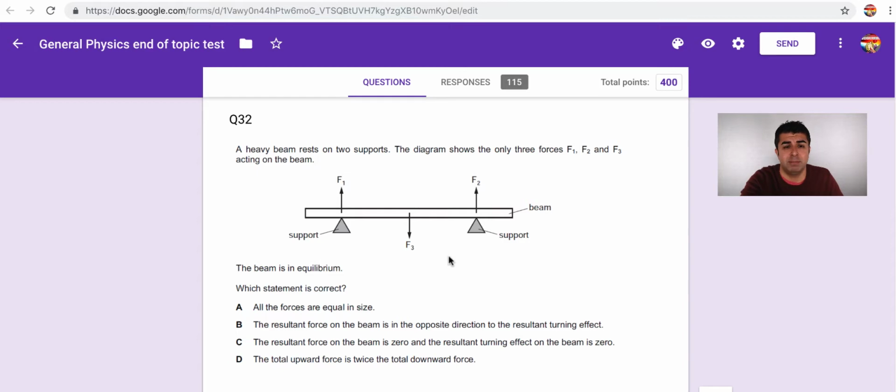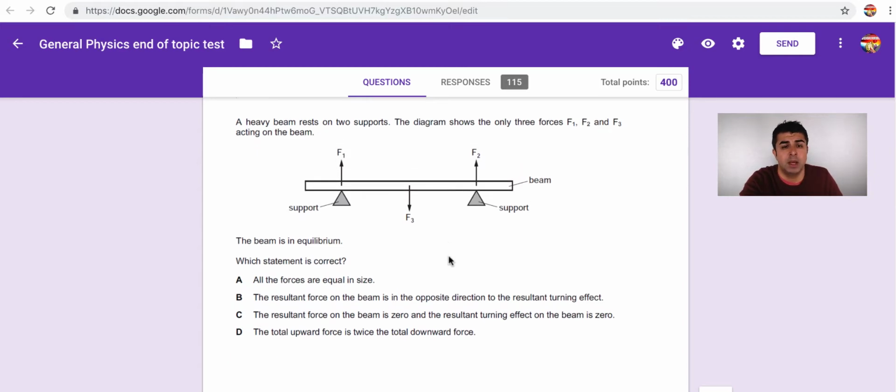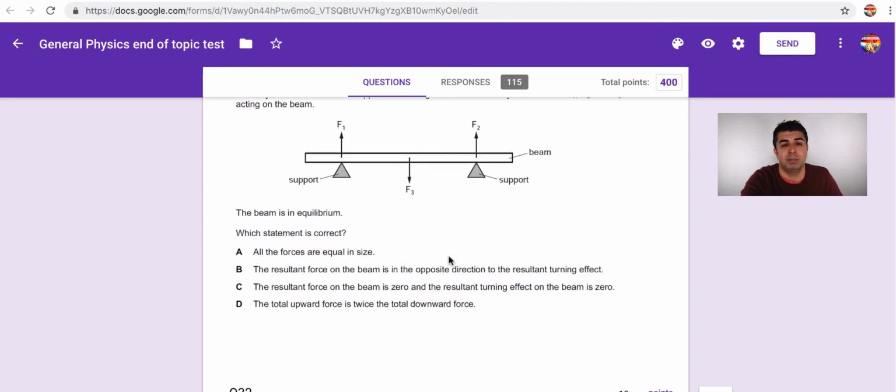Question 32. A heavy beam rests on two supports. The diagram shows the only three forces F1, F2 and F3 acting on the beam. The beam is in equilibrium. Which statement is correct? Now, very often students will pick A because they know that upward should equal downward, but what they do here by saying all forces are equal in size, well, let's just imagine F1, F2 and F3 were 10, because that's basically what you're saying when you pick A. Well, if all of them are 10, that means the total force up the way is 20 and the total force down the way is 10. So they get confused by this.